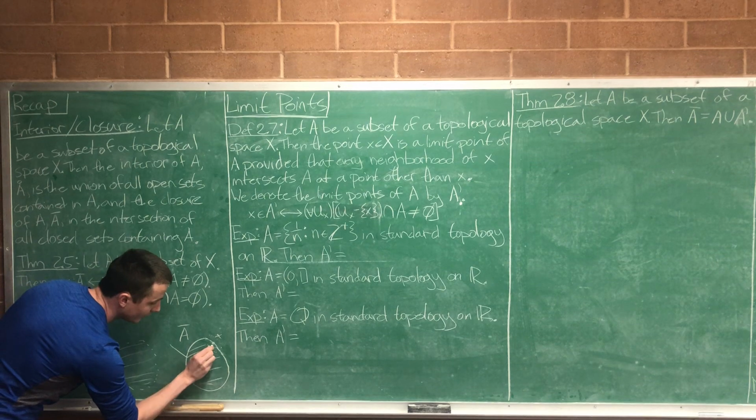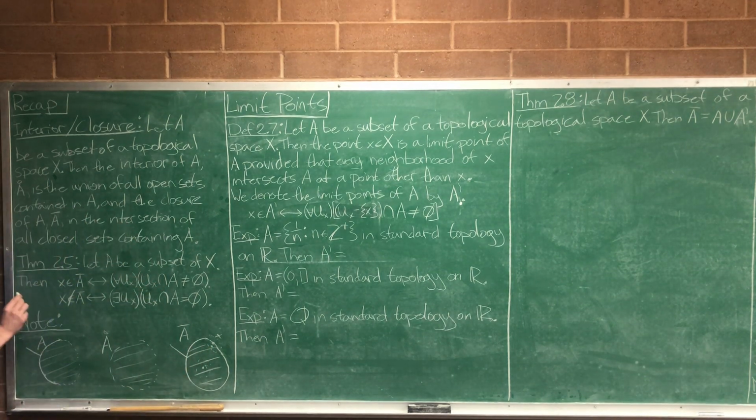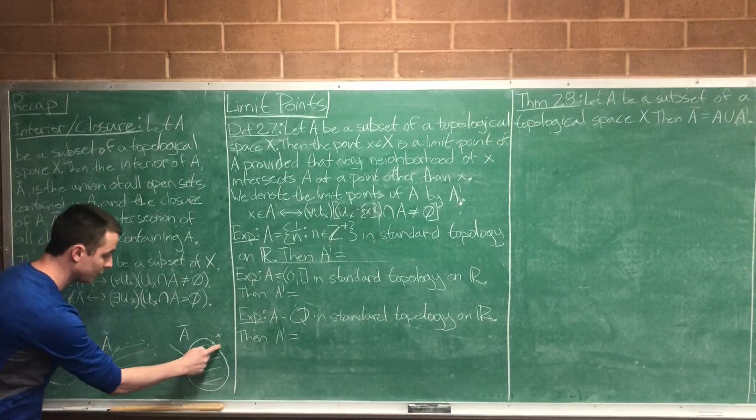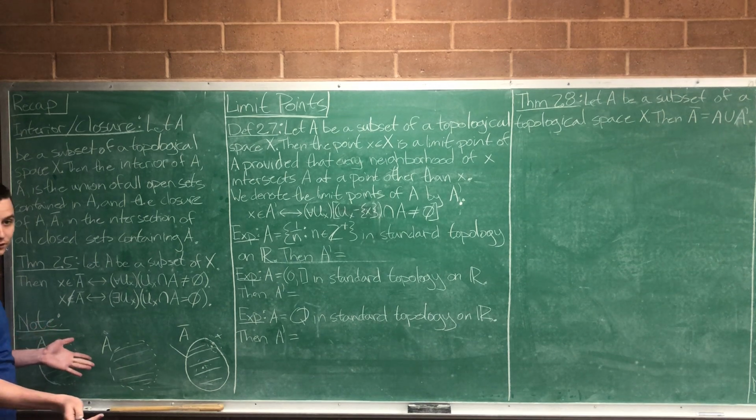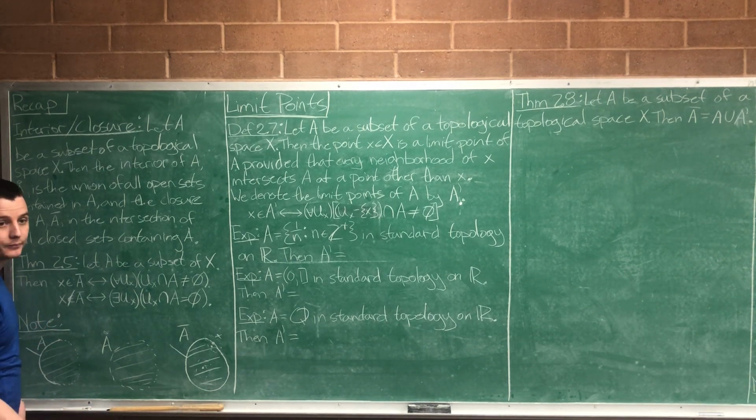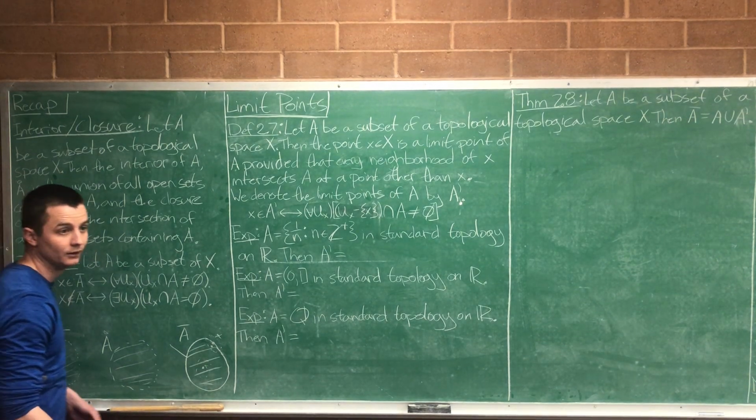Right? There's a point right here that's in both of them, and that point's not X. So there has to be a point both in the neighborhood and in A, not counting X. You can't use X. Does that make sense?